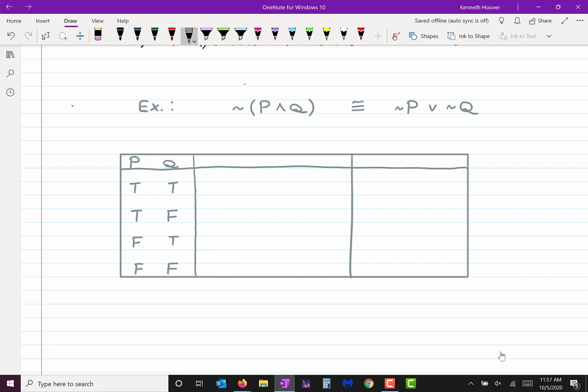Okay, so this other one is going to be not (P or Q) is equivalent to not P and, no, yep, that's right, not Q. Okay, let's show that. So we'll make a column for P or Q, and then we will negate it. I need parentheses there.